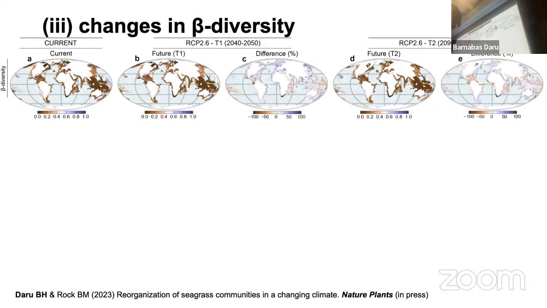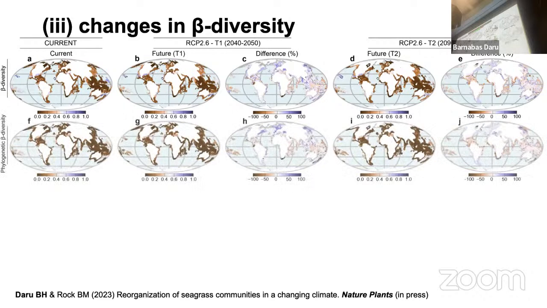And so to then identify aspects of biodiversity change in seagrasses that can be decoupled from richness and phylogenetic diversity, we map beta diversity of seagrasses, and this is based on the differences in species composition among sites for current and future scenarios using species level beta diversity.